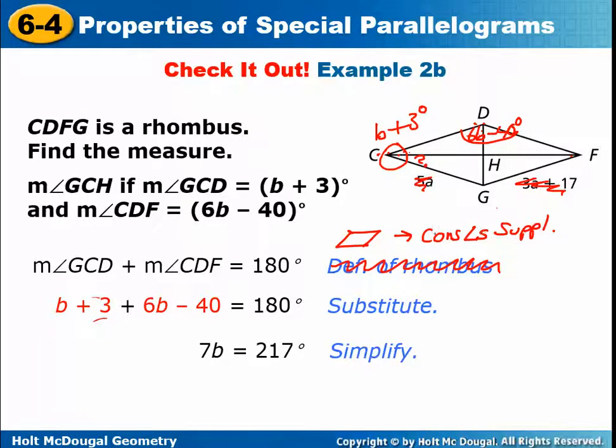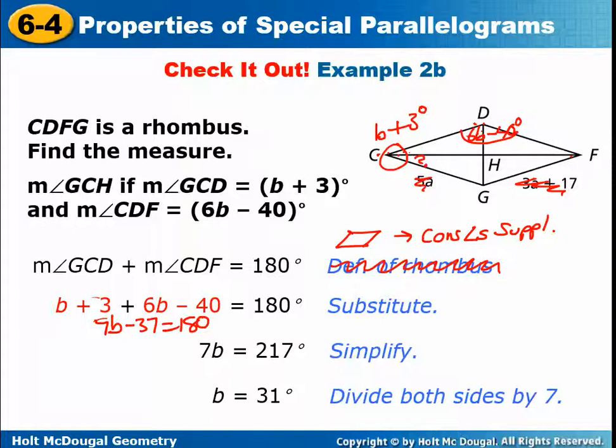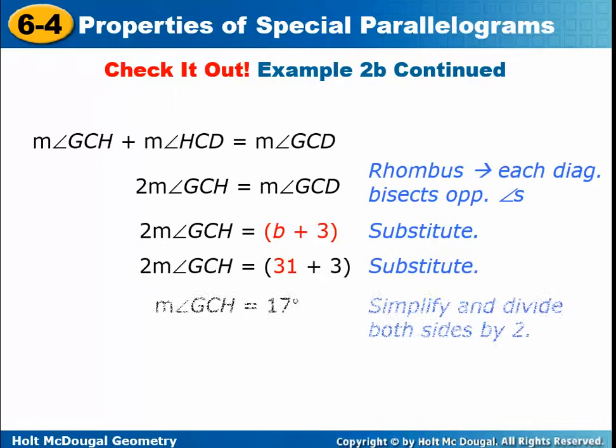So we'd get 7B minus 37 equals 180. Add 37 to both sides, and you'll have 7B equals 217. Divide both sides by 7 to get 31 degrees. That's B. Once you know what B is, we're going to plug it back in. Let's just plug it in here. So this would be 34 degrees. And they want to know what is GCH, which would be half of that. So half of 34 is 17. Whoops, we're at the answer there. So 17 degrees.